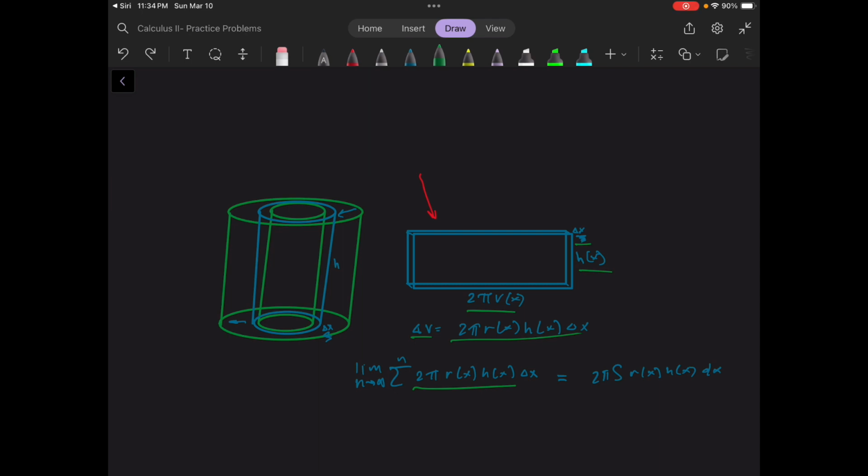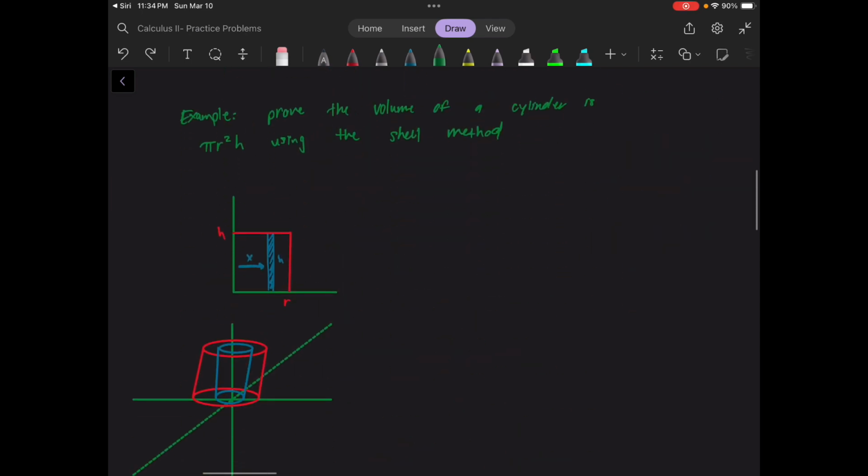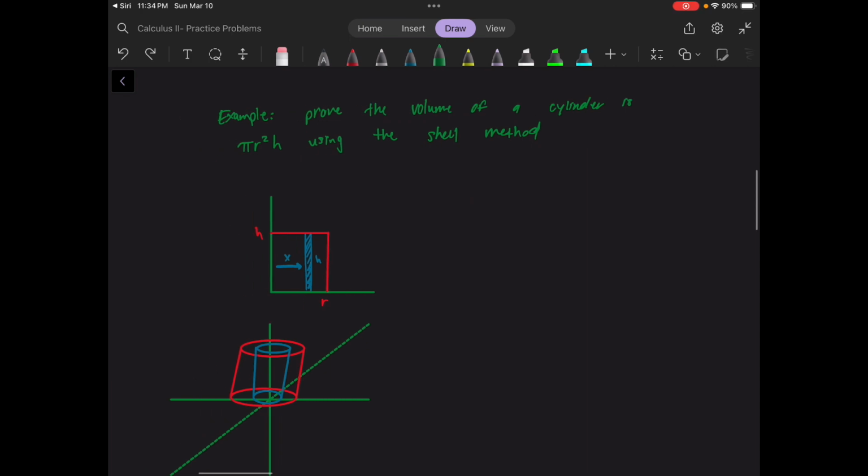Remember, we also know the disk and washer method. So let's look at an example. Prove that the volume of a cylinder is pi r squared h using the shell method.